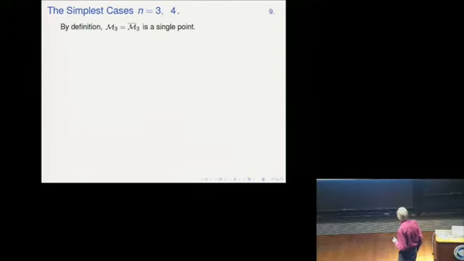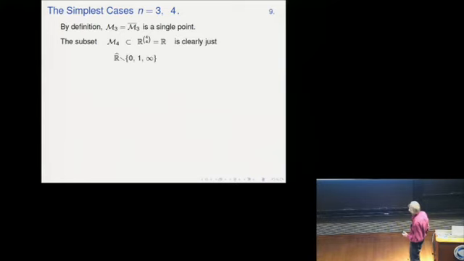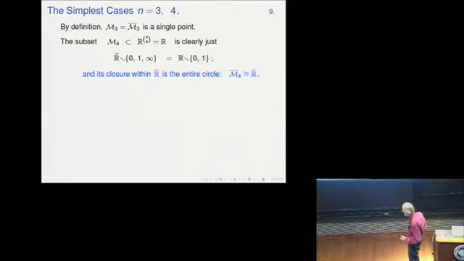Well, the simplest case, n equals 3, well, there are no cross ratios at all, we just define M3 to be a single point. For n equals 4, there's just one cross ratio. So Mn is a subset of R, consists of just R hat with the 0, 1, and infinity removed, or if you like, it's R with 0 and 1 removed. And the closure is obviously the entire circle.